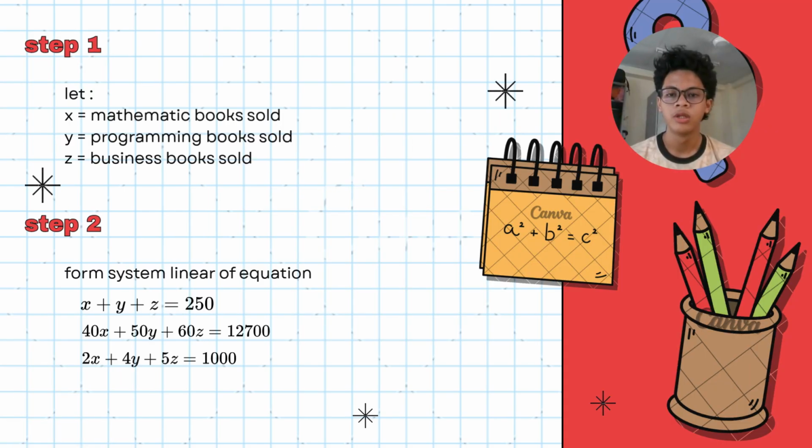Step 1, we need to let X equal mathematics books sold, Y equal programming books sold, and Z equal business books sold. Step 2, we need to form a system of linear equations from the situation given. Then we will get X plus Y plus Z equals 250, 40X plus 50Y plus 60Z equals 12700, and 2X plus 4Y plus 5Z equals 1000.